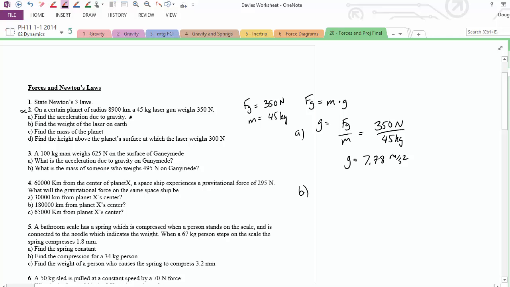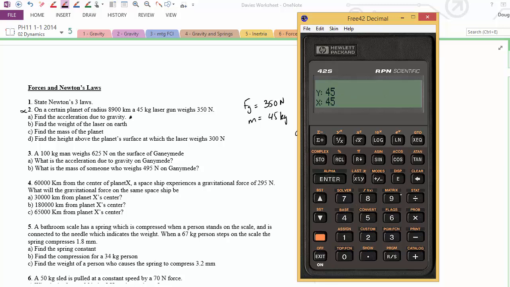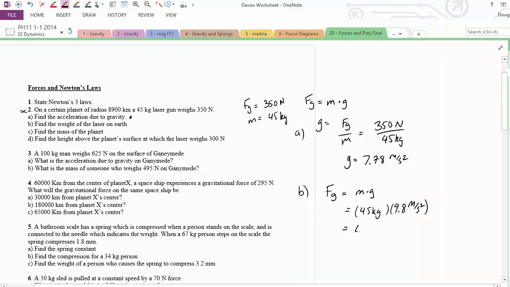Question B is looking for the weight of the laser on Earth. So Fg equals mg. That'd be 45 kilograms, and here on Earth the acceleration due to gravity is 9.8 meters per second squared. So that would be 441 newtons.